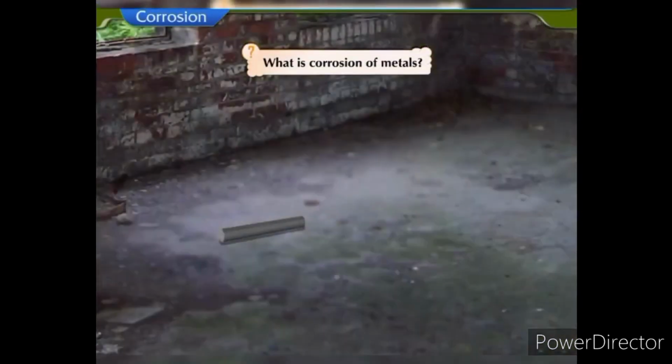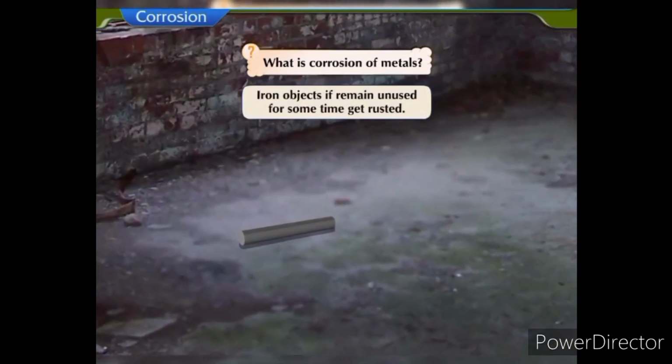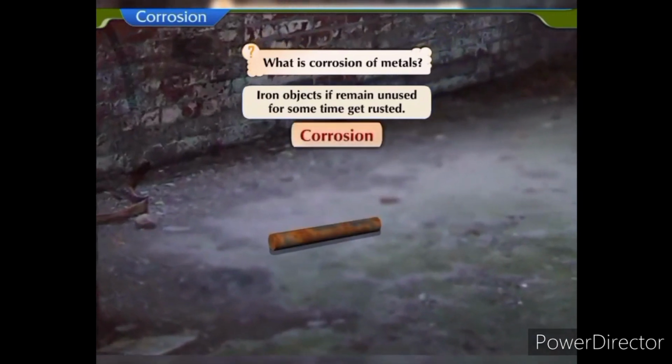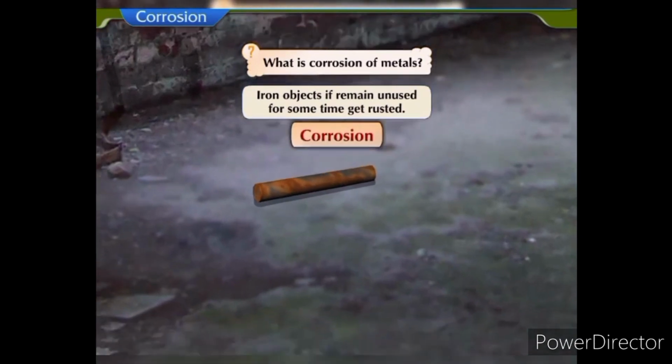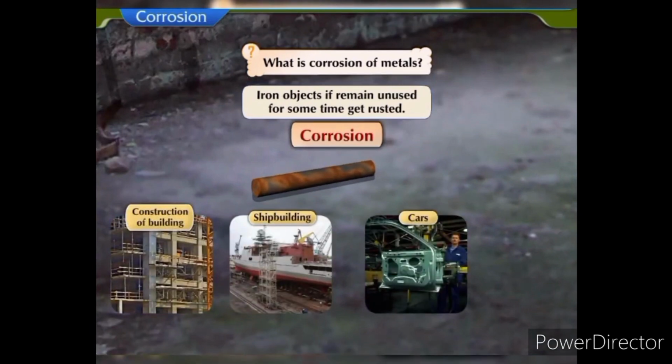Corrosion. What is corrosion of metals? You must have observed that iron objects, if remained unused for some time, get rusted. This process is called corrosion. The major problem of corrosion occurs with iron because it is used as a structural material in constructions, shipbuilding and cars, etc.